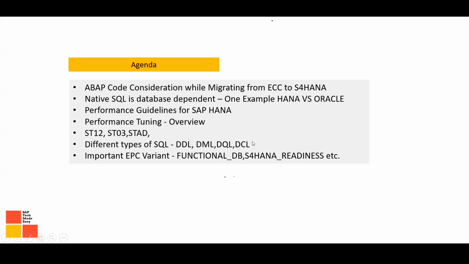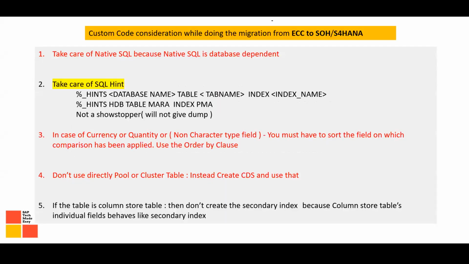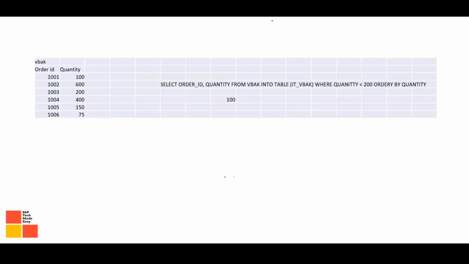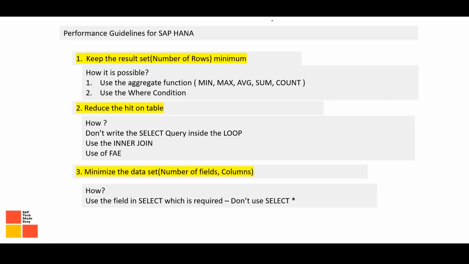Different types of SQL: DDL, DML, DQL, DCL. Important EPC variants, when we are migrating our code from ECC to S4 HANA, or business suite on HANA to S4 HANA, or maybe ECC to business suite on HANA. These are the important variants which we consider for verifying and adjusting our code as per the database, in order to get great performance. Then the custom code considerations while doing the migration from ECC to S4 HANA. Then how the column store actually works. Then performance guidelines of SAP HANA.